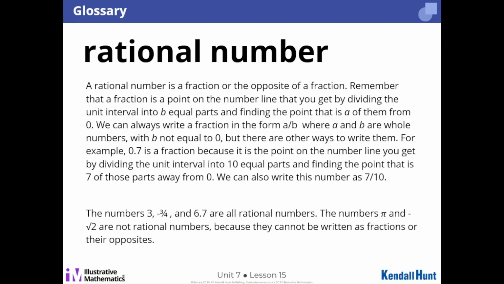And our last glossary term is rational number. These are all the numbers that can be written as fractions. So obviously fractions are rational numbers. Whole numbers are rational because they can be written as the whole number over 1. Square roots of perfect squares are rational numbers. And any kind of decimal that either repeats itself or has a stopping point would be a rational number because you would be able to write those as a fraction.